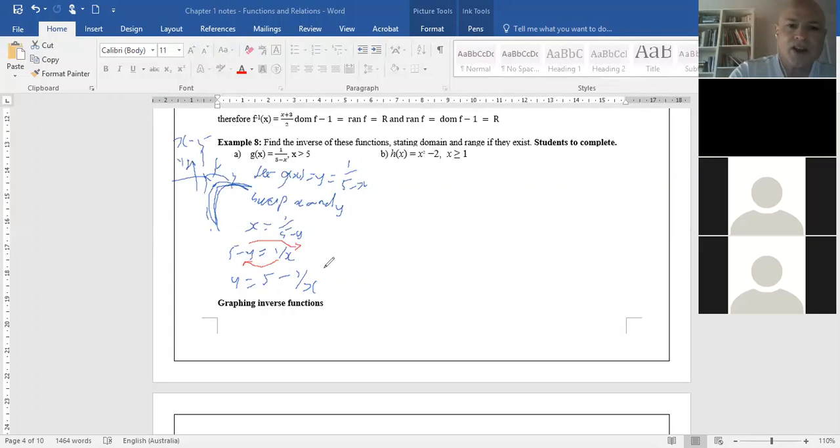Okay, so my g to the negative 1 of x equals 5 minus 1 divided by x. I know my domain here for the function, that's my domain. My range for g of x is, can anyone tell me? Or you're all too scared to tell me the range?